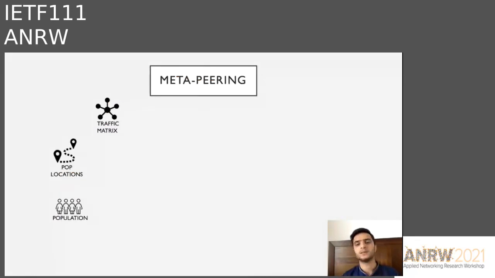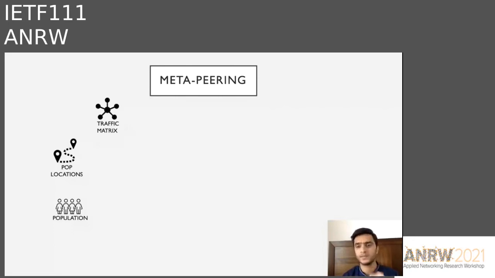Now we present Meta Peering, a tool that will help identify optimal peering ISP pairs, and it also gives you the best peering contracts. So say for two given ISPs, we need to decide whether or not they should be peering, and if yes, which particular locations they should be peering at.